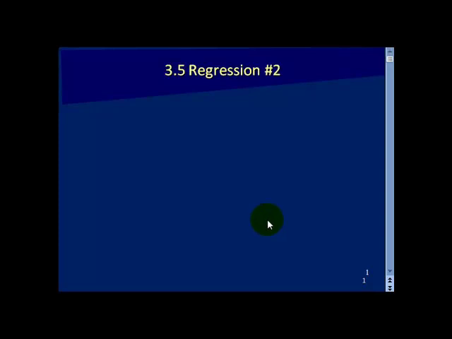Okay, welcome to 3.5 regression number 2. Some key concepts we're going to hit in this lecture. Cleaning up or advancing our basic understanding of regression from the previous lecture. Prediction error, so understanding that when we're making predictions with the regression line, we're not always accurate.